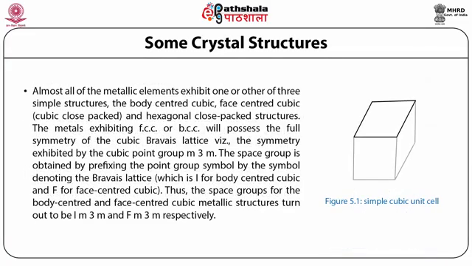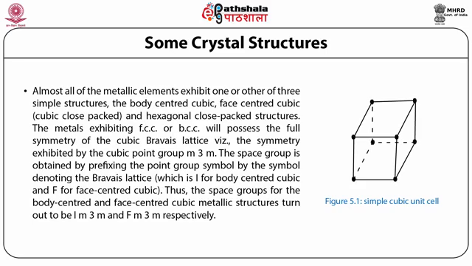Almost all of the metallic elements exhibit one or other of 3 simple structures: the body-centered cubic, face-centered cubic (within brackets, cubic close-packed), and hexagonal close-packed structures. The metals exhibiting FCC or BCC will possess the full symmetry of the cubic Bravais lattice, namely the symmetry exhibited by the cubic point group m3m.